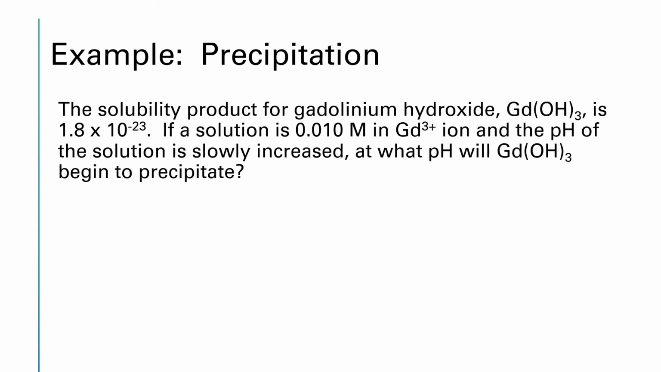So this is our first numerical example involving precipitation. The KSP for gadolinium hydroxide is 1.8 times 10 to the minus 23. If a solution is 0.01 molar in gadolinium ion, and the pH of the solution is slowly increased, at what pH will gadolinium hydroxide begin to precipitate?